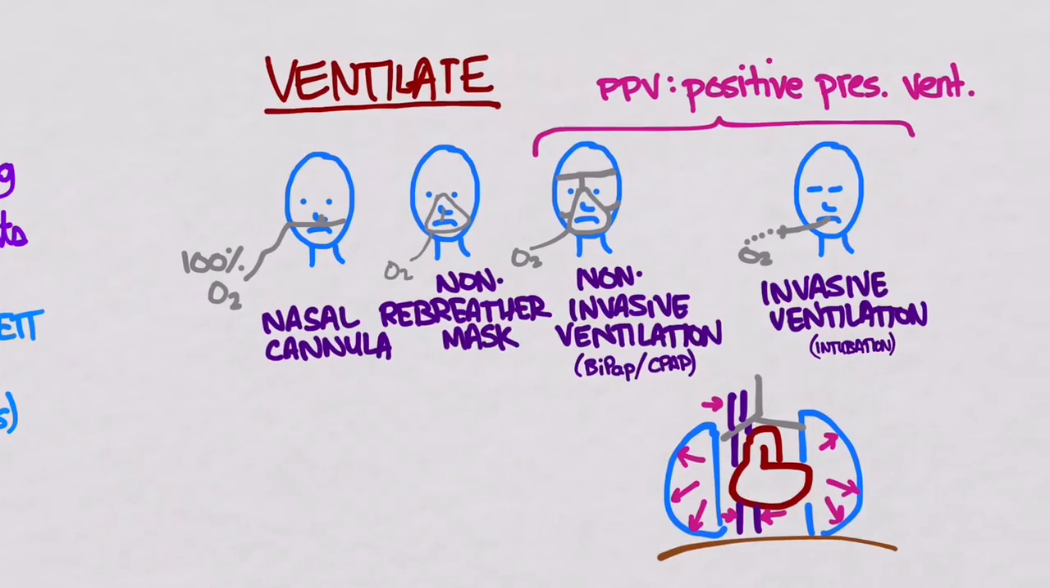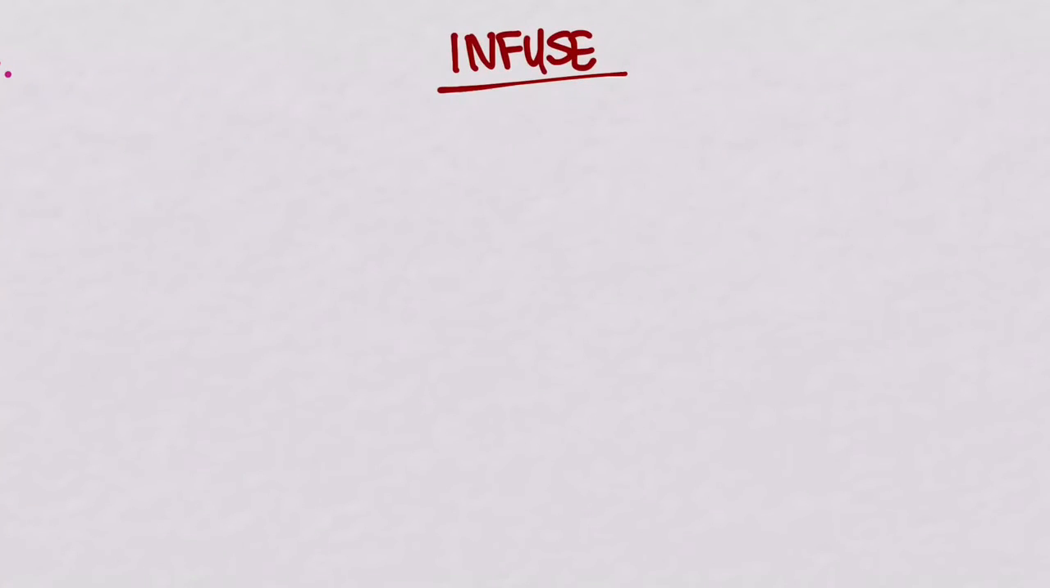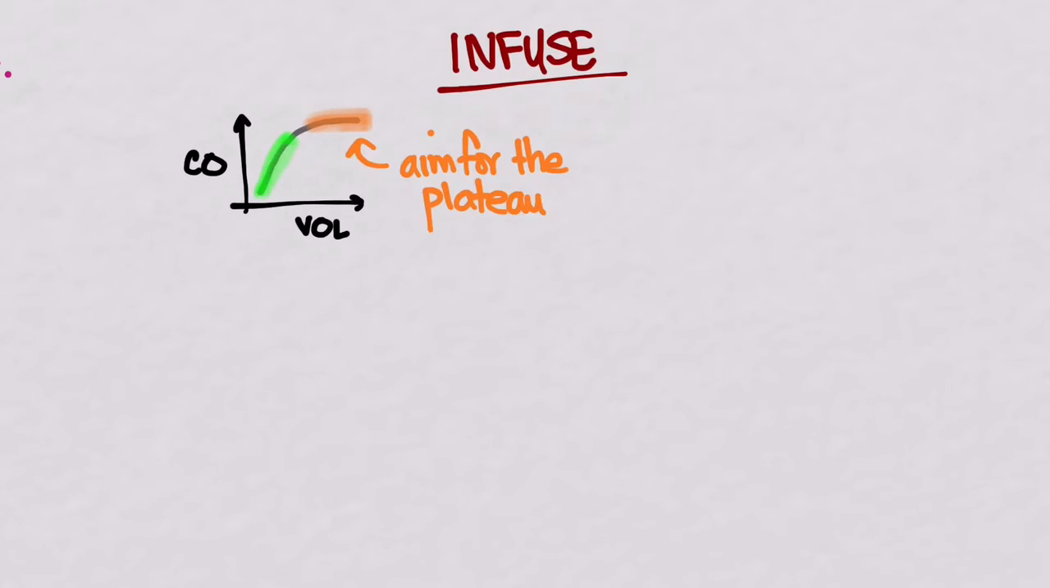So now let's move over to the infuse part of our salvage treatment. So if you'll remember our Frank-Starling curve, in which we have volume on one axis and cardiac output on another, and the graph looked something like this. Our aim is to aim for this part here, the flat part of the curve. All right, so we're going to aim for the plateau. The plateau is the portion where the cardiac output has pretty much reached the maximum that it's going to get.